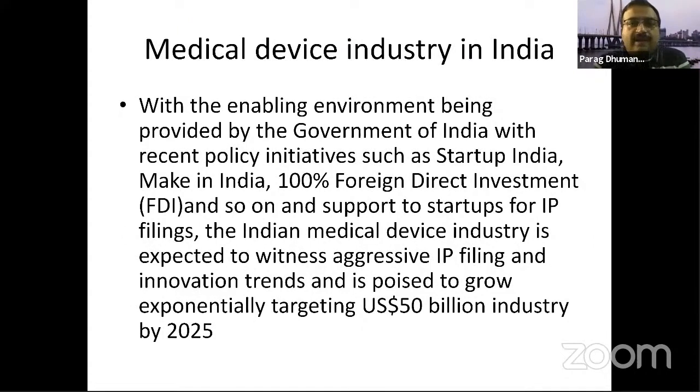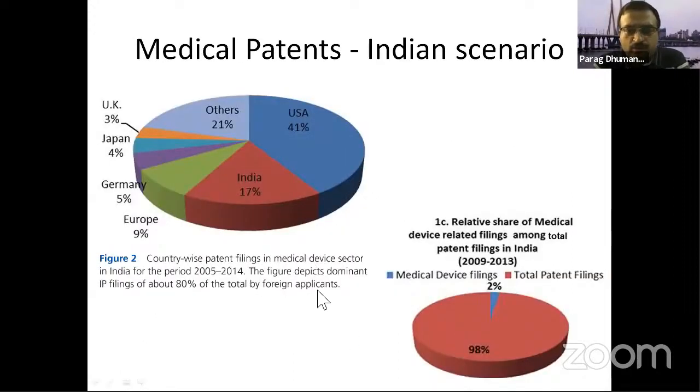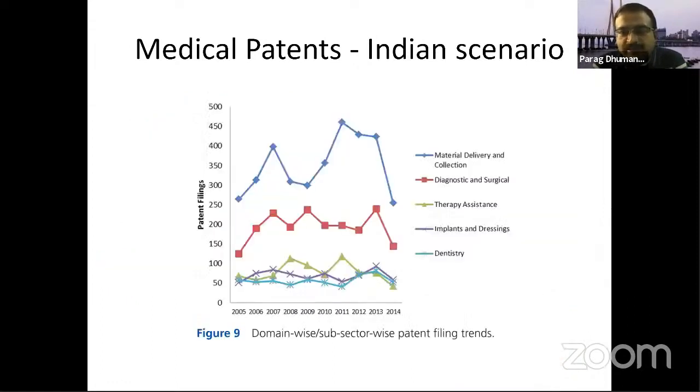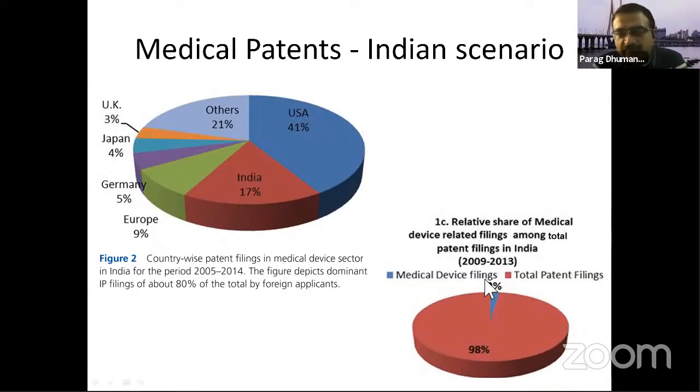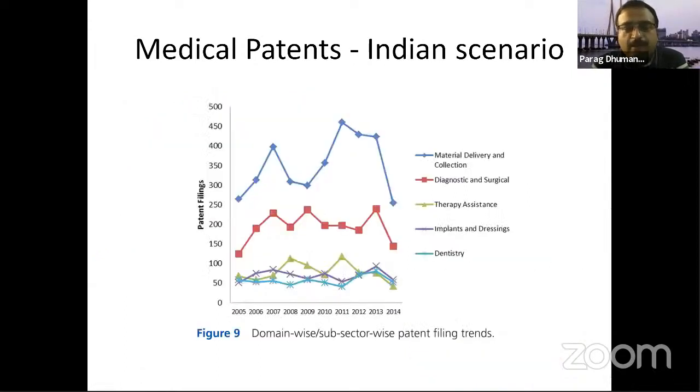To give you a rough idea about this medical device industry in India, it's a huge industry. It's going to grow very big by the end of 2025, in 3-4 years. These are all the contributions by each country for the medical industry patents in India. And you can see still it contributes a very small proportion of the total patents filed in India. So there is a huge scope for this 2% to go to 20%. Then we can have more filing about the medical instruments and the medical related patents.